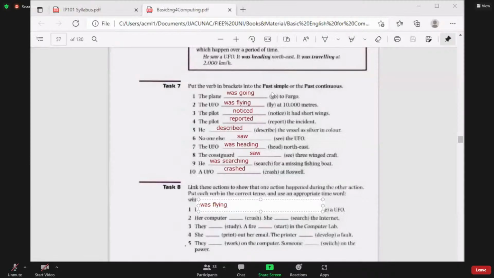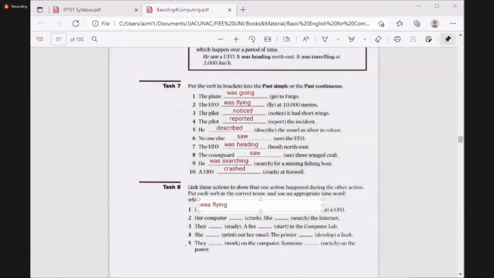From London to Edinburgh, and he saw a UFO. How can we connect these two statements? We can connect them with the expressions we said we can use: when for simple past, while for past continuous. So we can say, he was flying from London to Edinburgh when he saw a UFO. Or we can reverse the order: he saw a UFO while he was flying from London to Edinburgh.